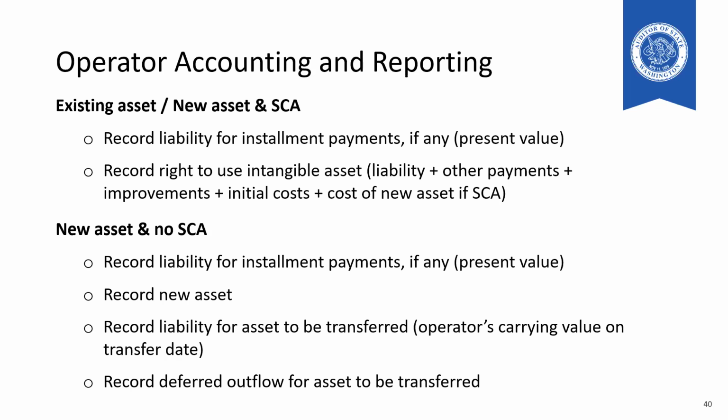That right to use intangible asset includes a few things. You start with the liability amount, you add any other payments made at or before the start of the PPP term, you add the cost of any improvements made to the asset, any initial direct cost to get the asset into service, and if this is a service concession arrangement, the operator will add the cost to purchase or construct that new asset.